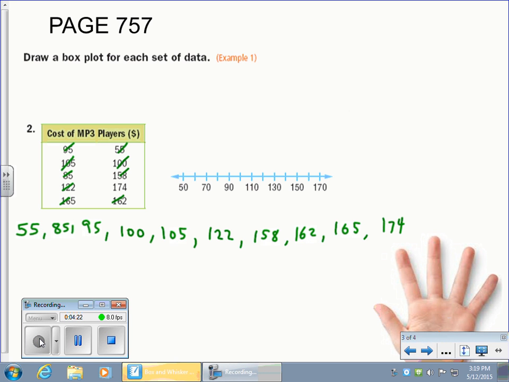All right, just to make sure I didn't leave any out, I can count 1, 2, 3, 4, 5, 6, 7, 8, 9, 10. All right, I think I got them all. So now that they're in order, I see it's 10 numbers. That means there's going to be 2 in the middle.